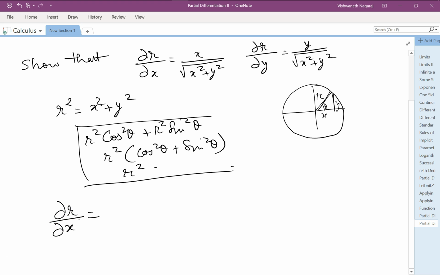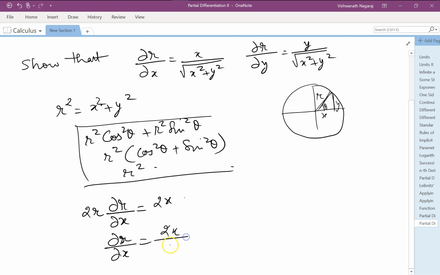Now to do it with respect to x, since we just don't have r, we have to differentiate r square. So it will become 2r dou r by dou x is equal to, now we are differentiating with respect to x, so y is a constant. So this becomes 2x. So dou r by dou x is equal to 2x by 2r. 2 gets cancelled, so we are left with x by r. And remember, r is nothing but square root of x square plus y square.